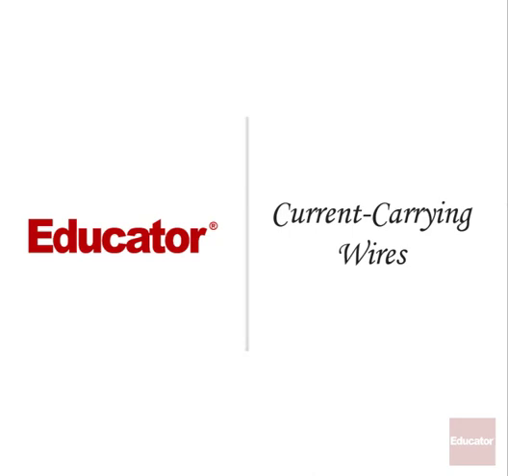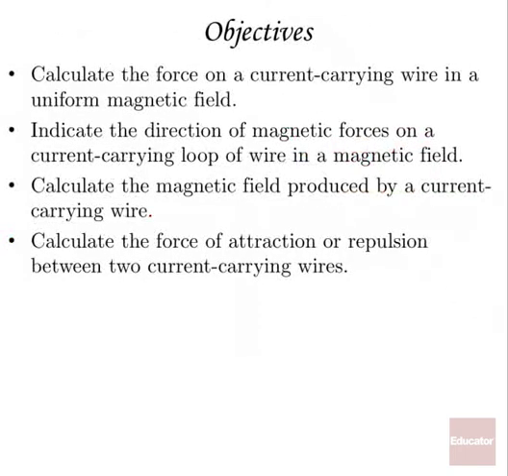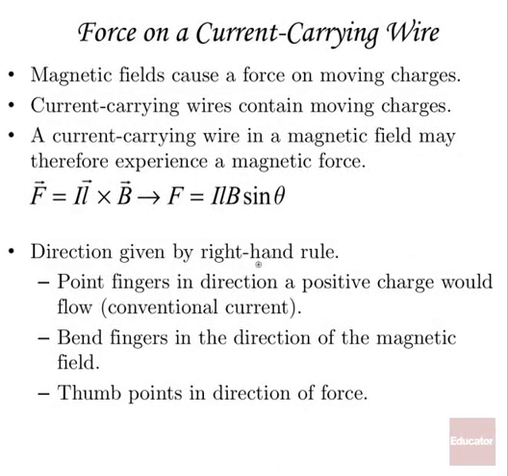This lesson we're going to go a little bit further with magnetism by talking about current carrying wires. Now our objectives are going to be to calculate the force on a current carrying wire in a uniform magnetic field, to indicate the direction of magnetic forces on a current carrying loop of wire in a magnetic field, to calculate the magnetic field produced by a current carrying wire, and to calculate the force of attraction or repulsion between two current carrying wires. So, let's start with the basic force on a current carrying wire.